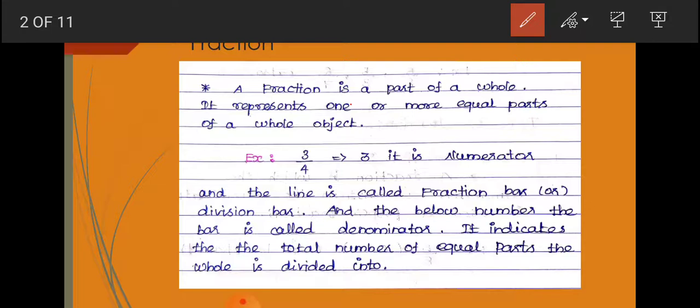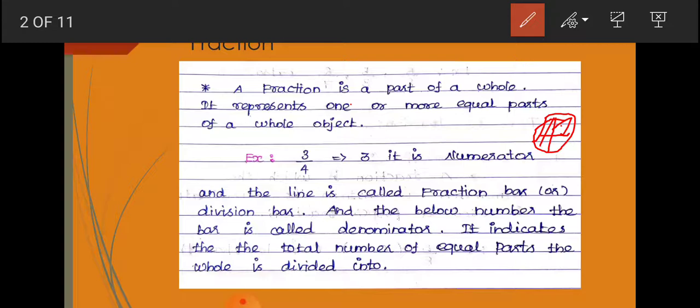It represents one or more equal parts of a whole object. That means first we have to take a whole, then we have to cut. For example, 3 divided by 4. Now I will give an example here. 3 divided by 4 means I am taking one circle. Now I divided it into 4 parts. So in these 4 parts I am giving color to 3 parts.